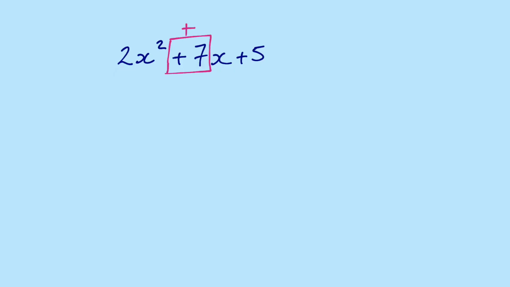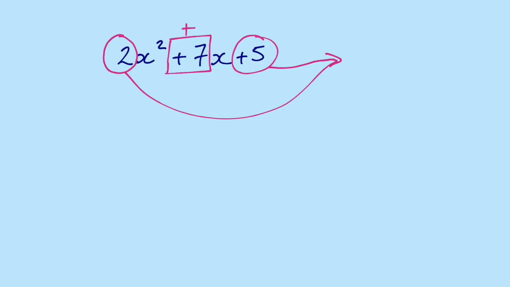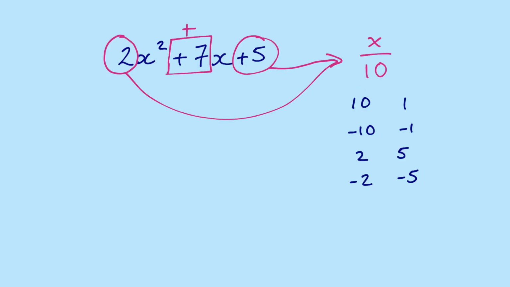In this method, we still have to find two numbers which add to give me plus 7, but the difference is we need to find two numbers which multiply to give me the product of the 2 and the 5. So that would be 10. I will start by listing all the factor pairs of the number 10. So here are my factor pairs: 10 times 1, minus 10 times minus 1. Don't forget the negatives. 2 times 5 and minus 2 times minus 5.